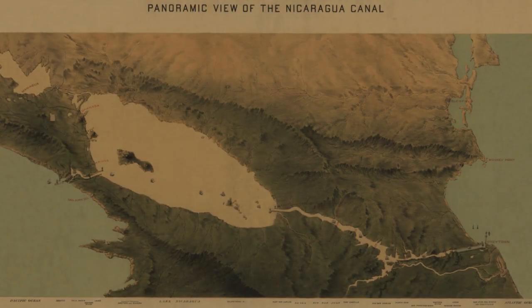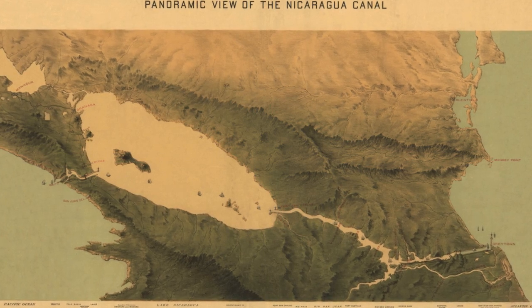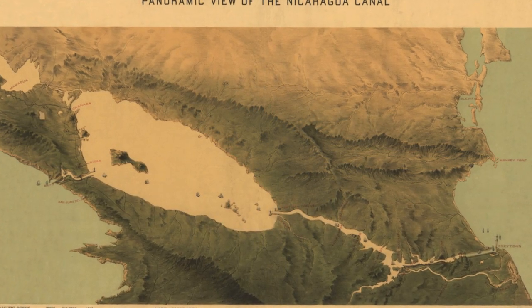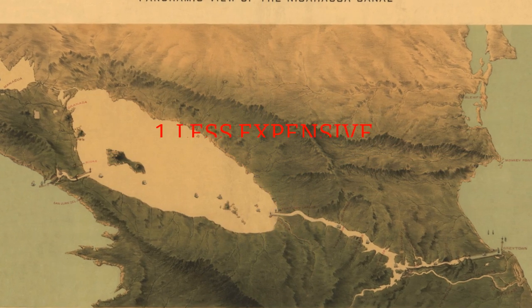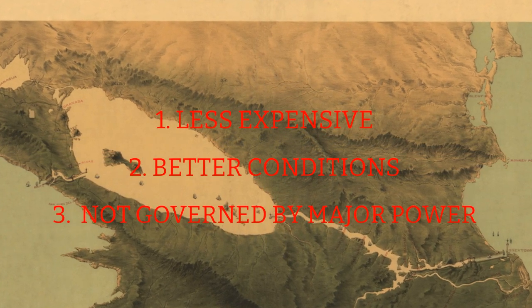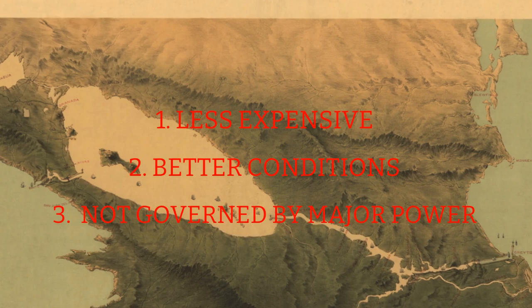America now had uncontested access to the isthmus, but Congress became more interested in a canal through Nicaragua. They realized that despite the greater distance between oceans, the Nicaraguan route was cheaper, had better conditions, and wasn't really controlled by anyone. Yet as the U.S.